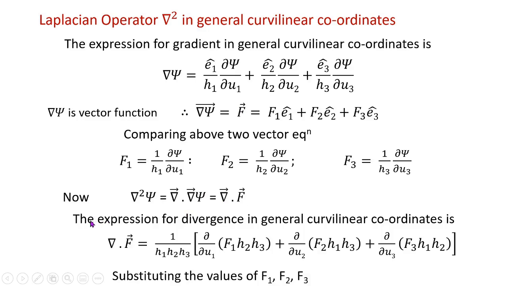But we have already derived the expression for divergence in general curvilinear coordinate system, that we have to use here. The divergence of F bar, del dot F bar, is equal to 1 upon h1 h2 h3 times del by del u1 of F1 h2 h3 plus del by del u2 of F2 h1 h3 plus del by del u3 of F3 h1 h2. Substitute F1 equal to this, F2 equal to 1 upon h2 del psi by del u2, and F3 equal to 1 upon h3 del psi by del u3.